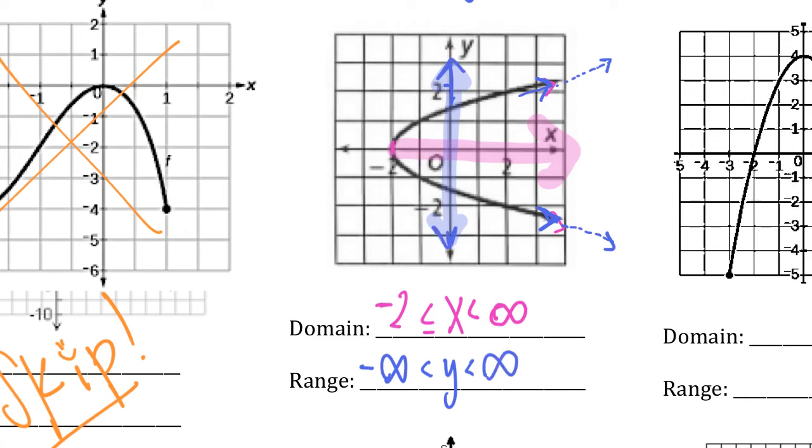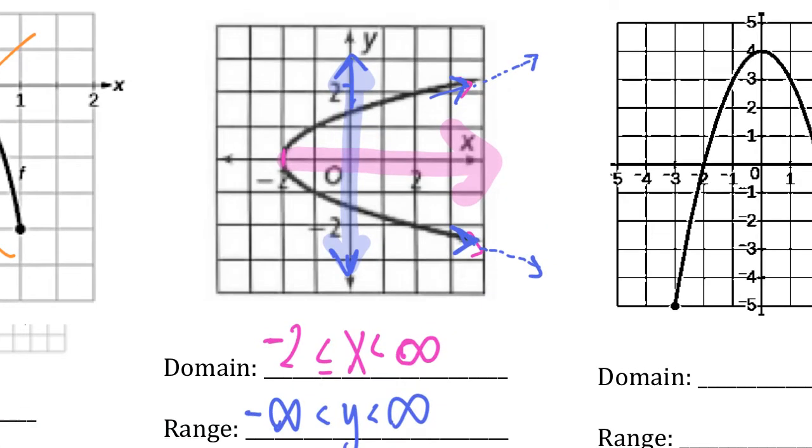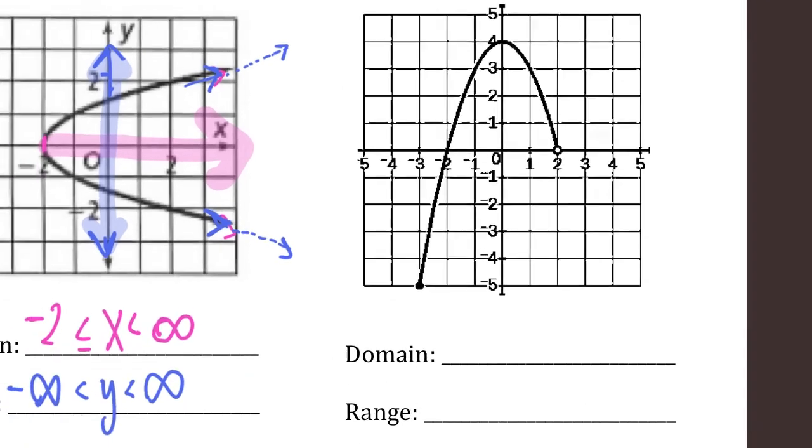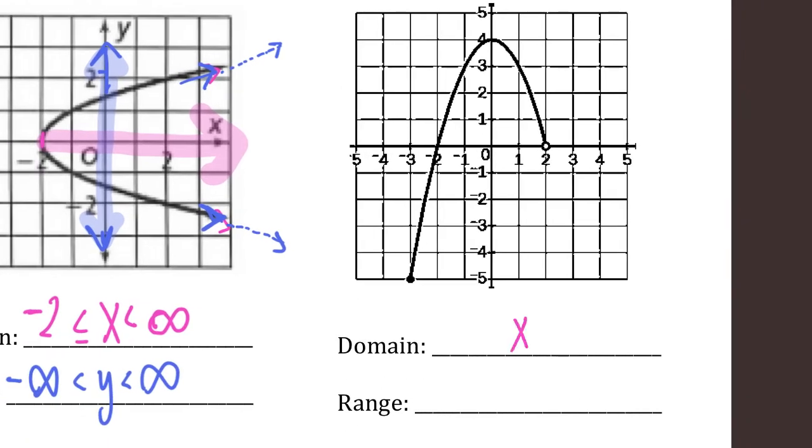There are no restrictions on what y can be in this graph. Even though we only get a snapshot of it, it will continue on forever down to the bottom and up to the top. Try out this one. Pause your screen, find your domain and range.